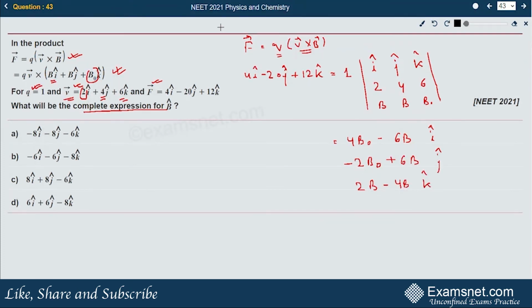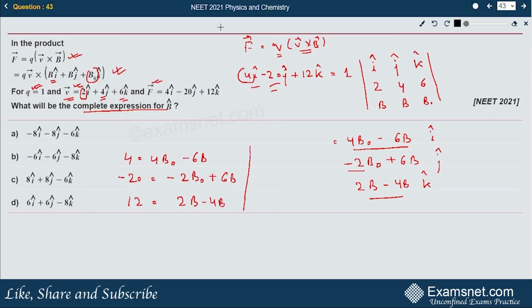Now we will compare the left hand side and the right hand side. On the left hand side, the i component is given as 4. That means 4 will be equal to the i component on the right hand side, 4B naught minus 6B. Similarly, the j component, that is minus 20, will be equal to the j component this side, that means minus 2B naught plus 6B, and the k component 12 will be equal to the k component here, that is 2B minus 4B. Now if we solve the third part, you will get the value of B as minus 6. Then we can put the value of B in other equations to find out the value of B naught. So on solving, we'll get the value of B as minus 6 and B naught as minus 8.